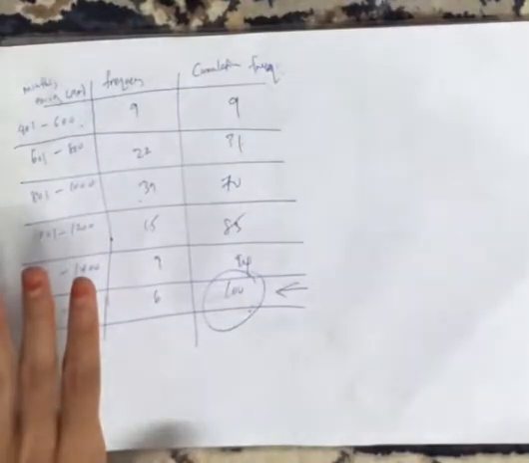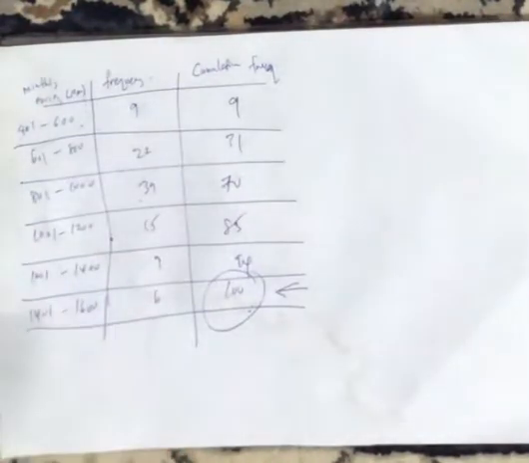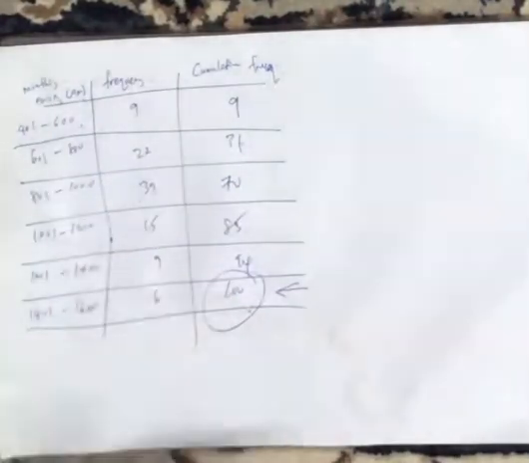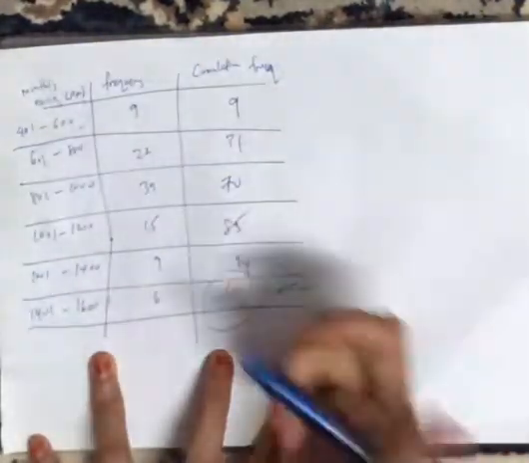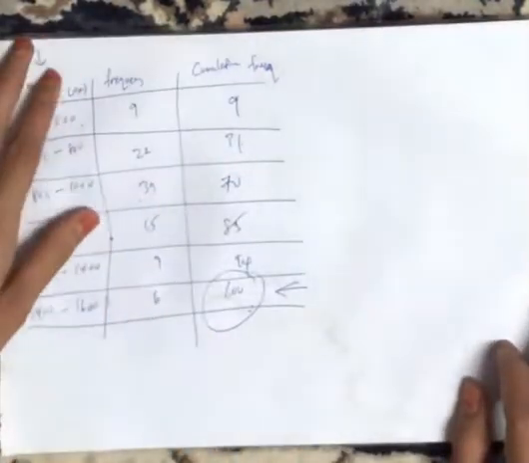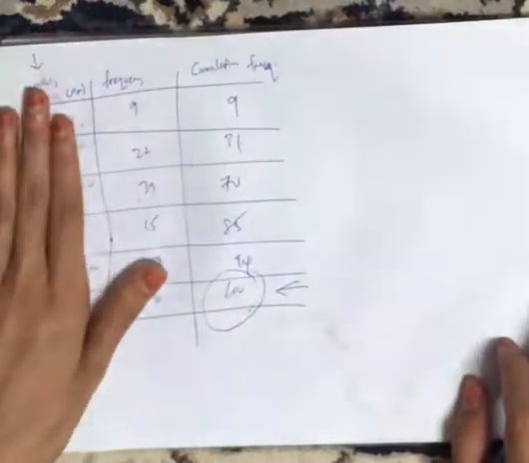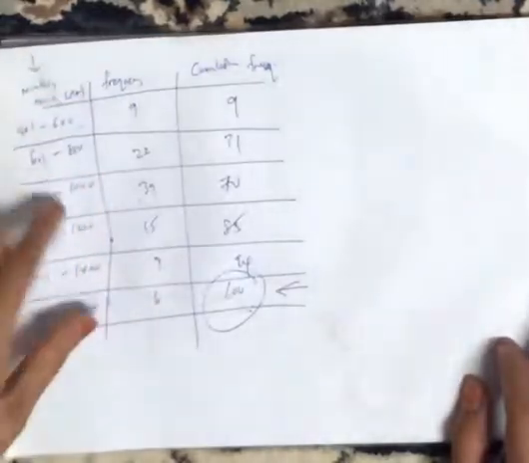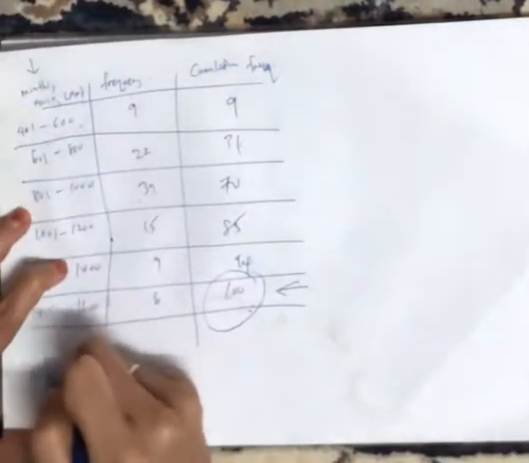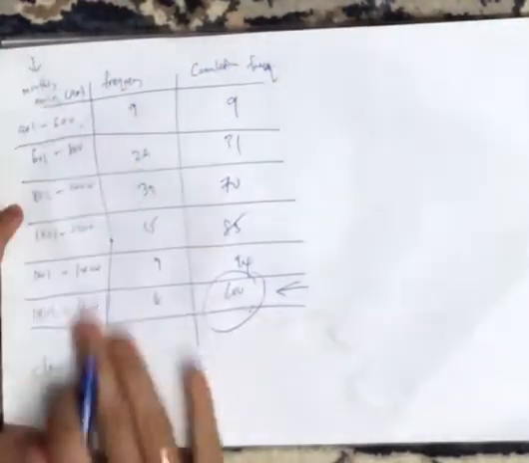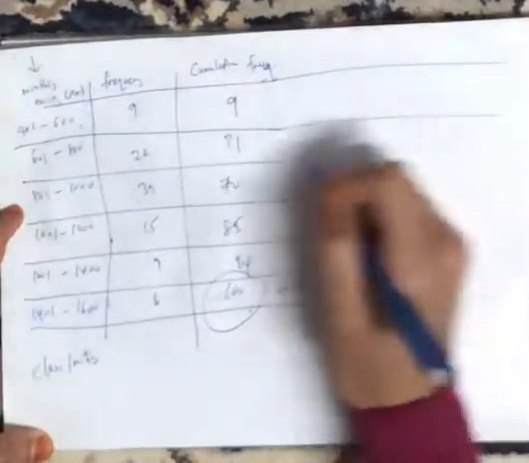Now we go to how to find the class boundaries, class width, and class midpoint. Before we go to these three, I just want to inform you that this is the class limit. This we call the class limit. These are our class limits. Now we need to find the class boundaries.